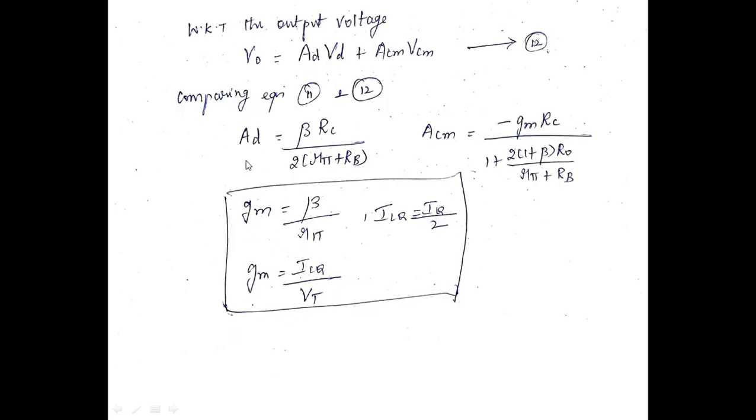So I can write the differential mode gain as beta RC divided by 2 into R pi plus RB, and the common mode gain as minus GM RC divided by 1 plus 2 into 1 plus beta R naught divided by R pi plus RB. And these are the general terms. Transistor parameters we already solved in the transfer characteristic curve, but GM is given by beta by R pi, or GM can also be written as the collector quiescent current divided by the thermal voltage, and ICQ can be written as IQ by 2. I'm going to substitute all these in the differential mode and common mode gains, in place of beta and GM.